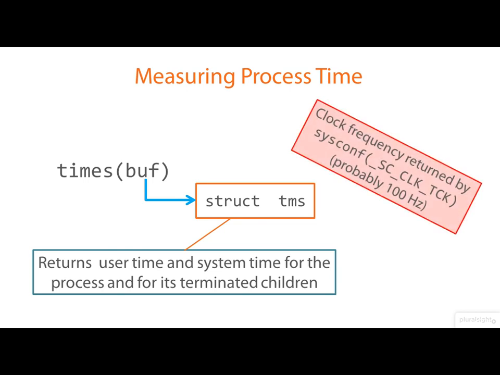Now, the clock frequency that's used to make these measurements is not an absolute constant, but we can read it out with the call sysconf as shown here. We'll probably find it's 100 hertz. In other words, the time is in units of 10 milliseconds.